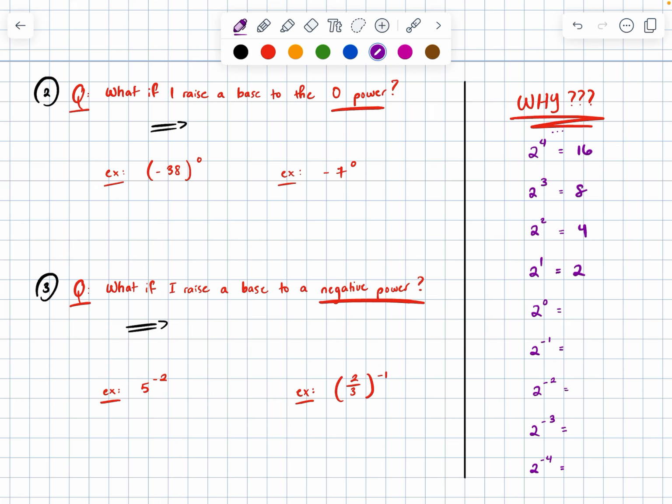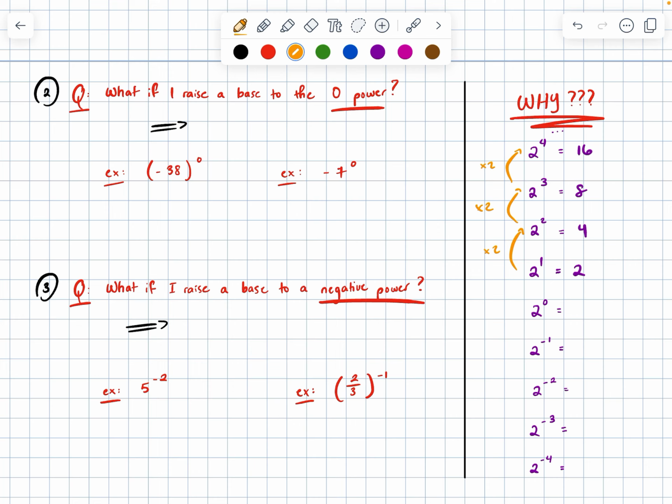Well, what do I do every time that I go up a power? Hopefully this is obvious to us from what we know about exponents. If I want to go up from 2 to the first to 2 to the second, I need another copy of 2 multiplying. So I'm just adding in another copy of the base. To get from 4 to 8, I need to multiply by another copy of 2. Same thing to get from 8 to 16.